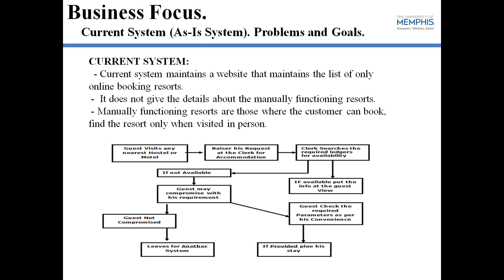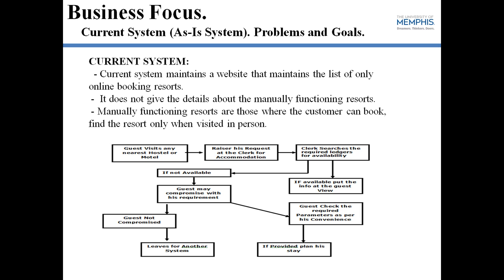Now, this is the current system that is in place. The current system maintains a website that lists only online booking resorts. Nowadays, the hotels and resorts that have online booking sites, the most popular ones or the ones which have websites of their own, are listed. But in our proposed system, we will have the offline resorts as well.